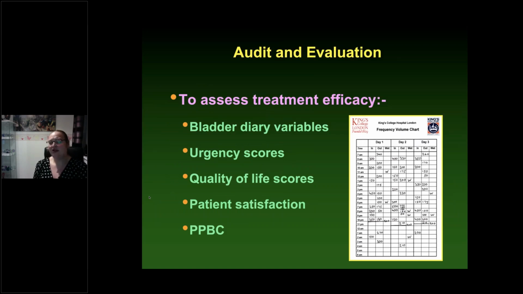Finally, think about audit and evaluation and how you're going to assess the patients having treatment. In my practice, we look to use objective and subjective methods. So pre-treatment and at the end of treatment, we ask them to complete frequency volume charts, so we can look for objective reduction in urgency scores and frequency, but we also use subjective measures as well, so quality of life scores and patient satisfaction. So we use the King's Health Questionnaire, which is also the ICIQ FLUTS Qual, to assess quality of life pre and post treatment as well.